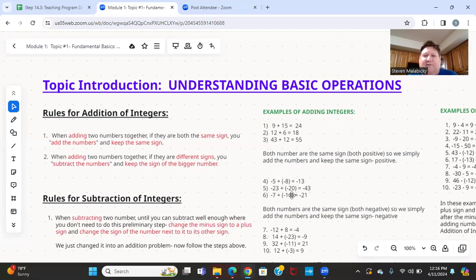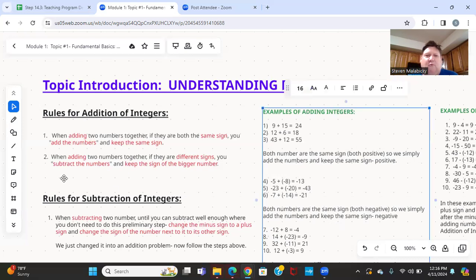-23 plus -20: 23 plus 20 is 43. We keep the same sign, so it's -43. And when you add -7 plus -14, the two numbers are both negative. They're the same sign, so we're going to add them. 7 plus 14 is 21, and we keep the negative sign. And here's what I just stated. Since both numbers are the same sign, both negative, we simply add the two numbers together and keep the negative sign as part of my final answer.